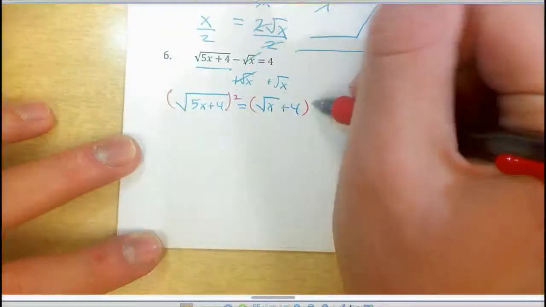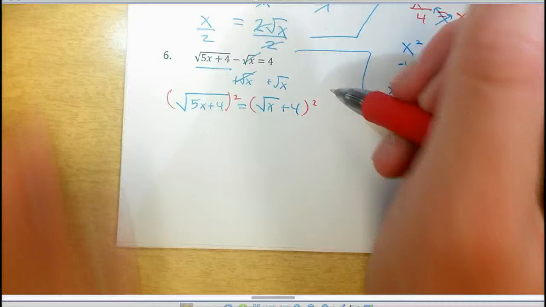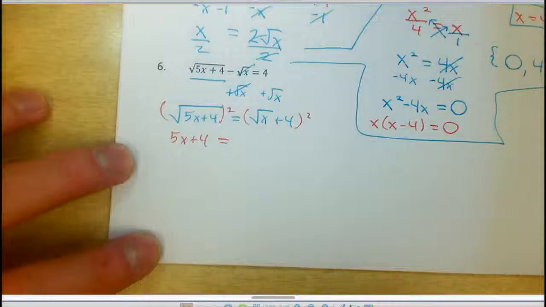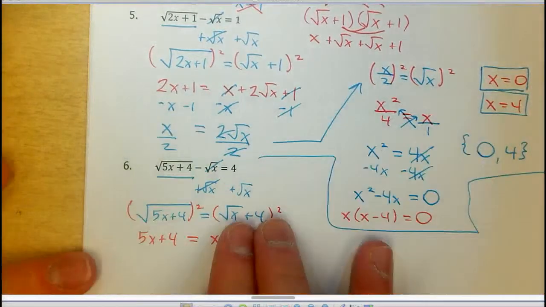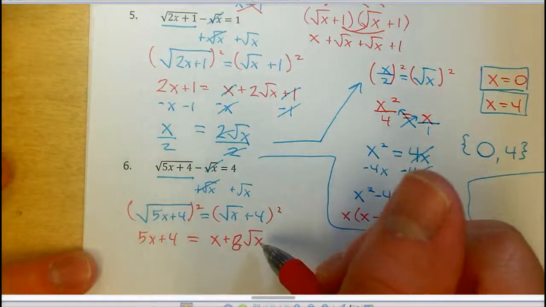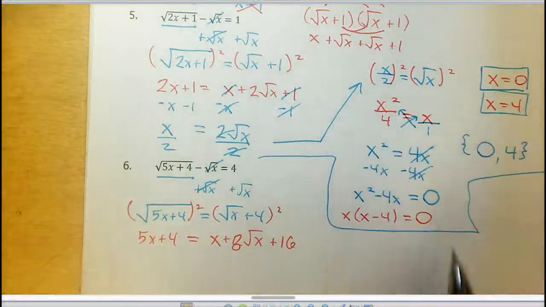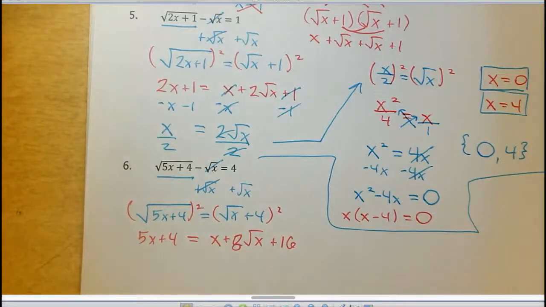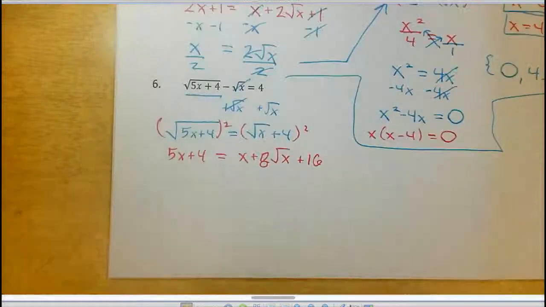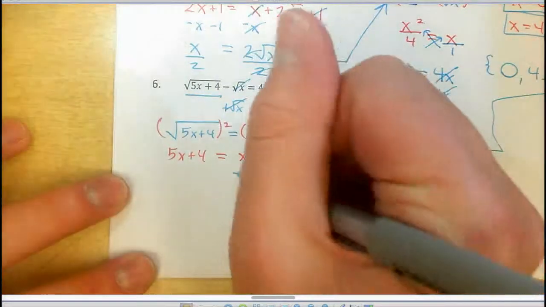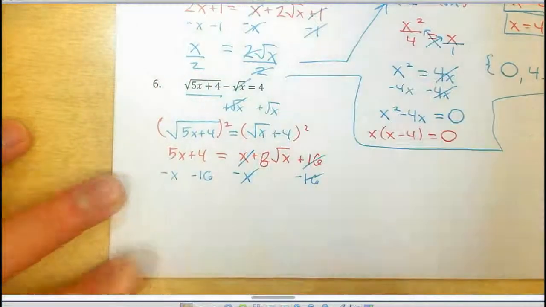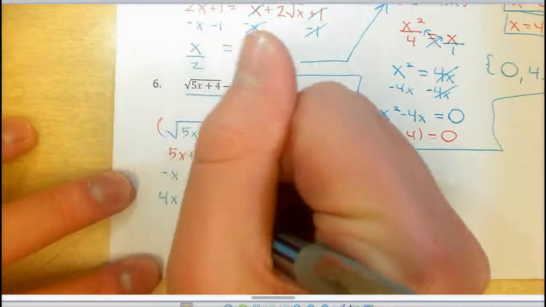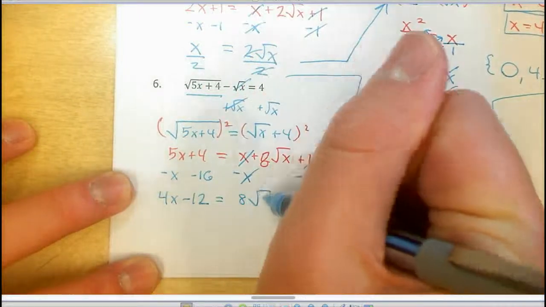From there, I'm going to square both sides, which is going to give me 5x plus 4 on the left side equals, the right side is going to behave similarly to how number 5 did. Okay, we're going to get x plus 8 radical x plus 16 if you FOIL that out. Okay, so now your job is to get the other radical that's left over isolated. So that means we need to subtract x and 16 from both sides. And when I do that, I get 4x minus 12 equals 8 radical x.